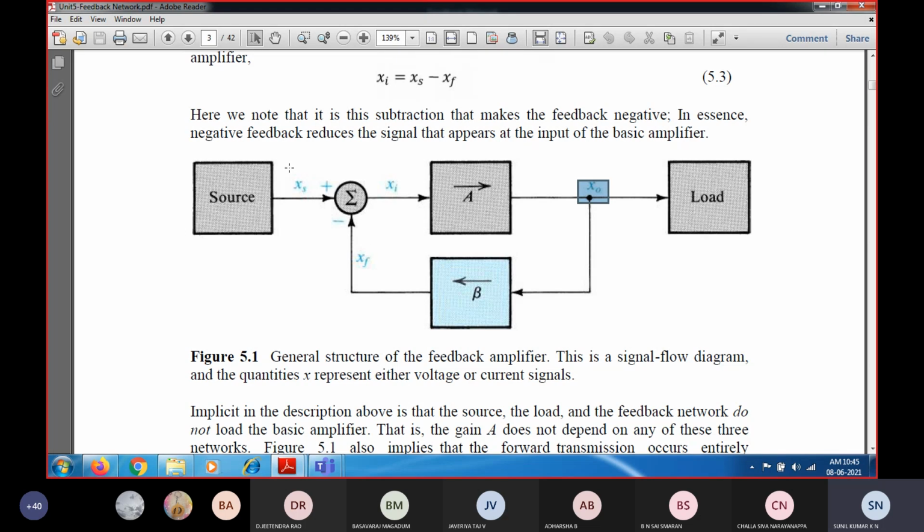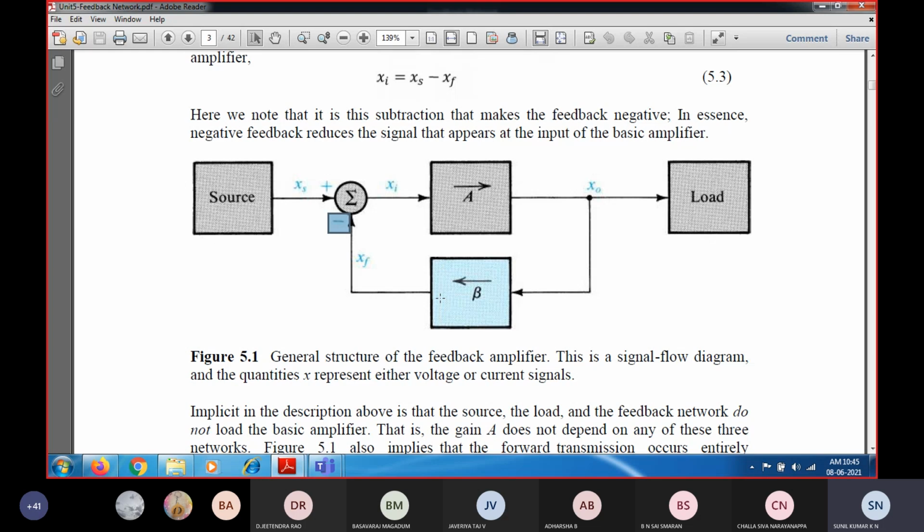So in this negative feedback, you're going to subtract the feedback signal from the input signal source. Because of that you're going to have a negative sign. Because the feedback is subtracting from the source signal, it is called a negative feedback.